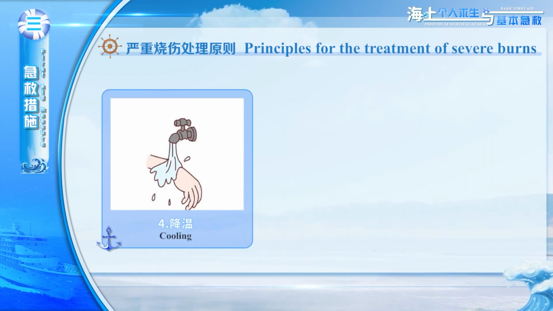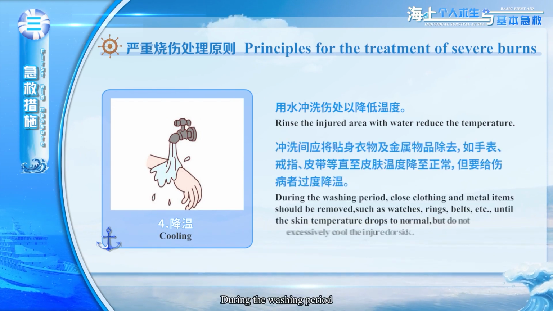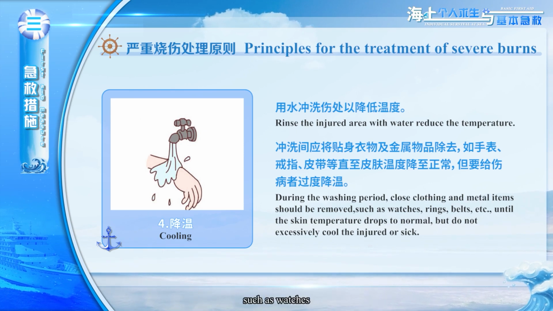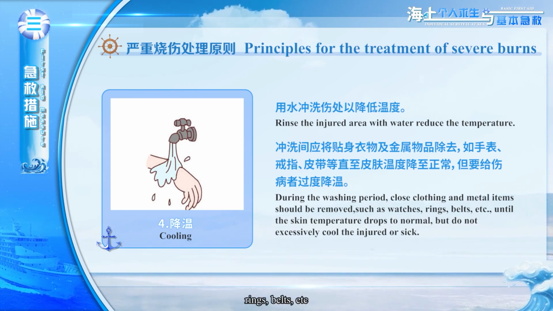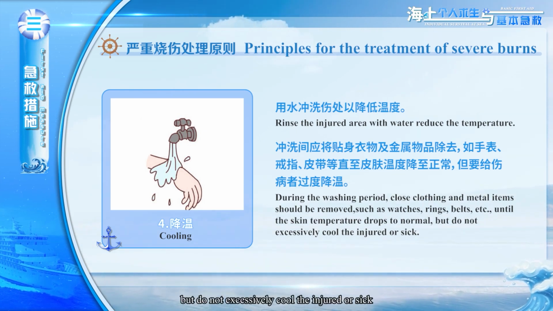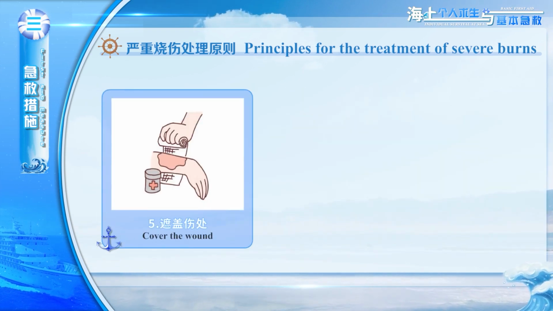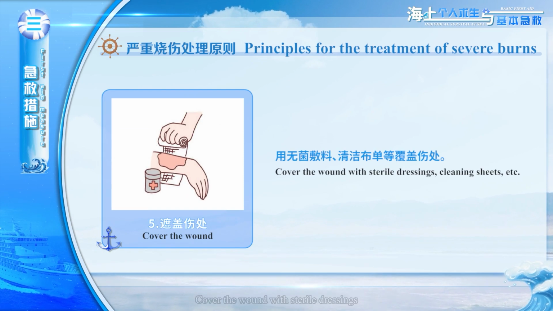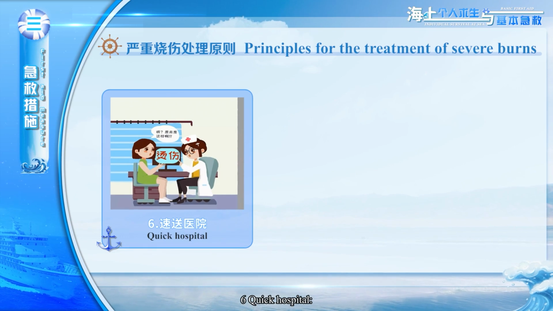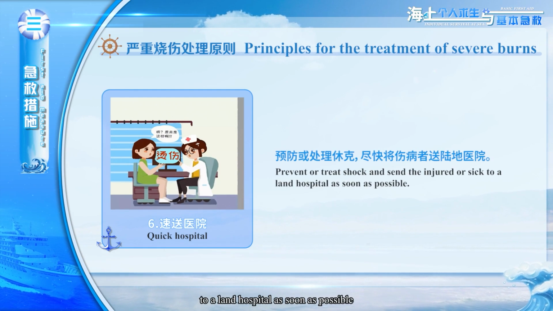4. Cooling. Rinse the injured area with water to reduce the temperature. During the washing, close-fitting clothing and metal items such as watches, rings, and belts should be removed, until the skin temperature drops to normal. But do not excessively cool the injured person. 5. Cover the wound with sterile dressings, clean sheets, etc. 6. Get to hospital quickly. Prevent or treat shock and send the injured person to a hospital as soon as possible.